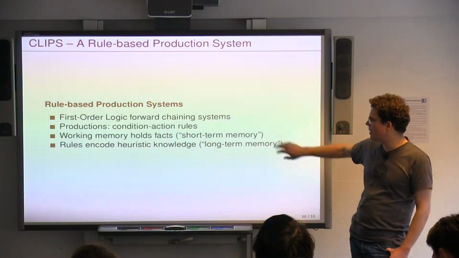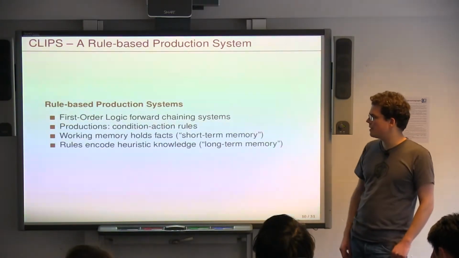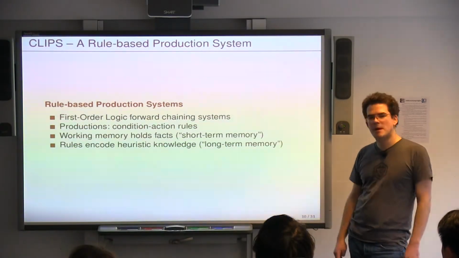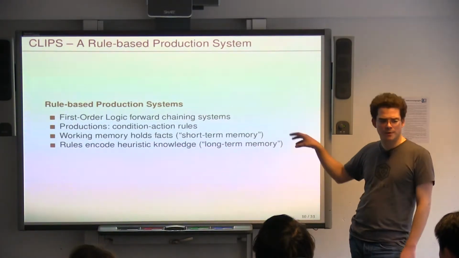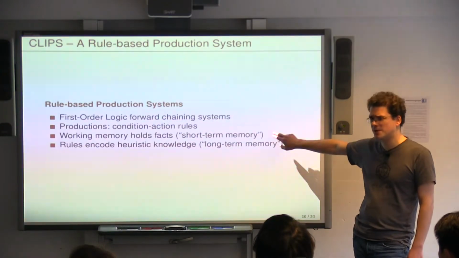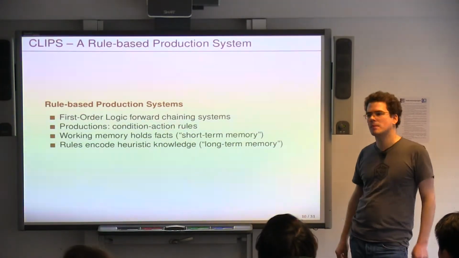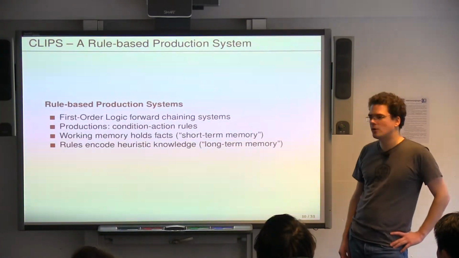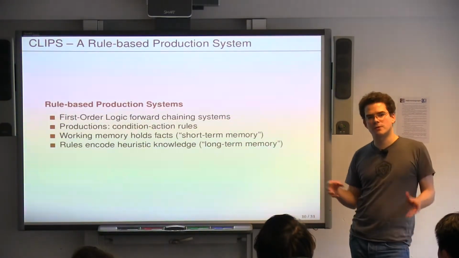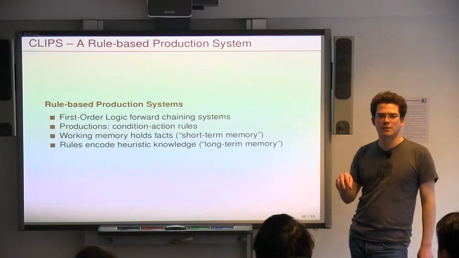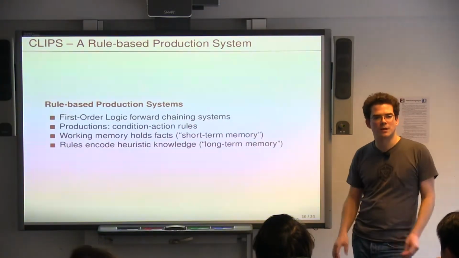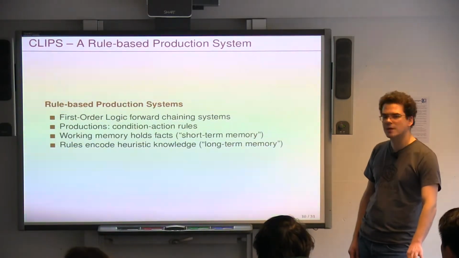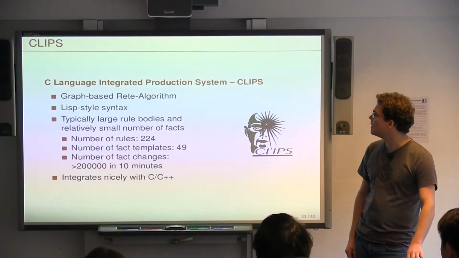You have two types of memory. You have a working memory that holds facts. So this working memory is actually the knowledge base from before. This is our short-term memory, so the memory we have per game. And we have a long-term memory. This is our heuristic knowledge that is encoded in the rules. So this is actually the knowledge the expert puts into the system and encodes in the system to tell the system what should be done at what moment.